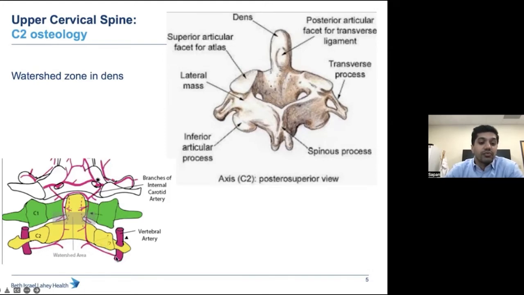And so this is relevant to trauma as well, because when people get fractures through this area, they don't heal as well. And it's important to understand why that's the case. It's really because of this watershed area at that level.